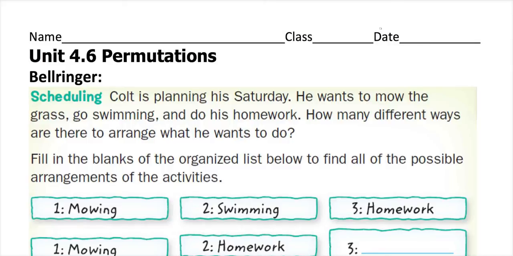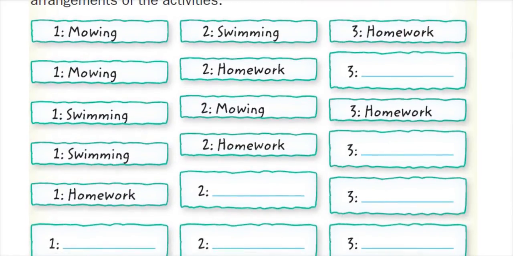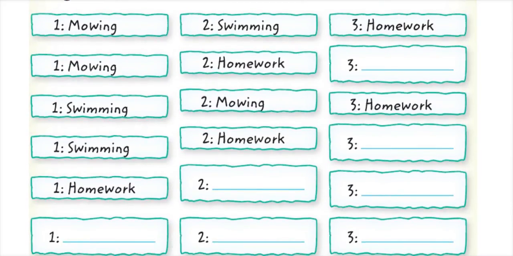So the first one he can do is go mow first, then go swimming, and then do his homework. He can mow first, do his homework, and then go swimming. He could go swimming first, mow, and then do his homework.